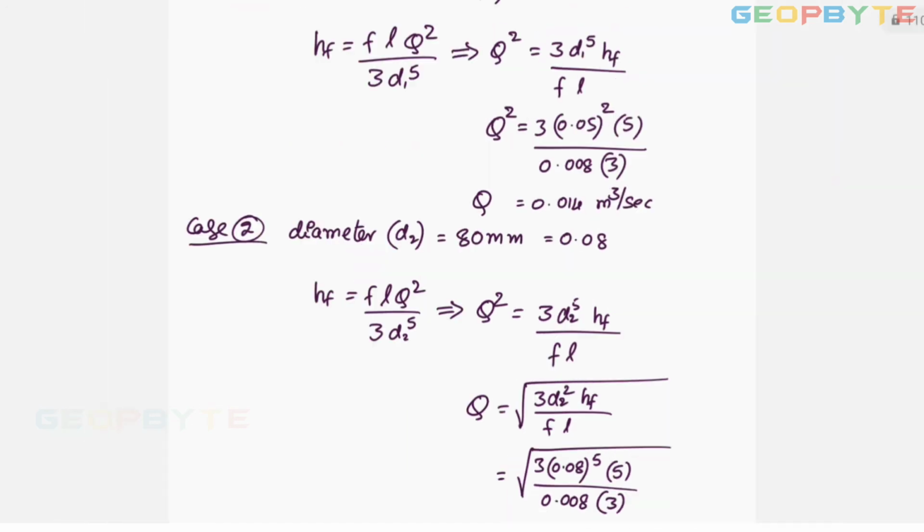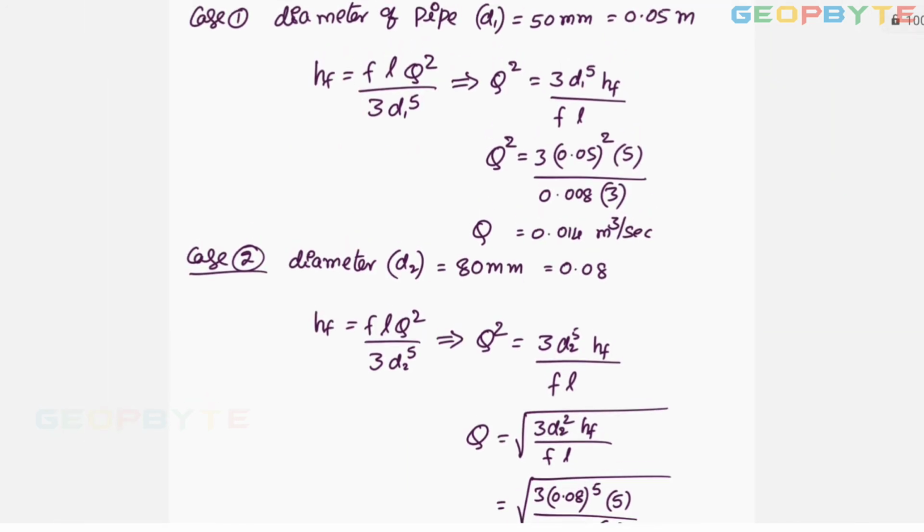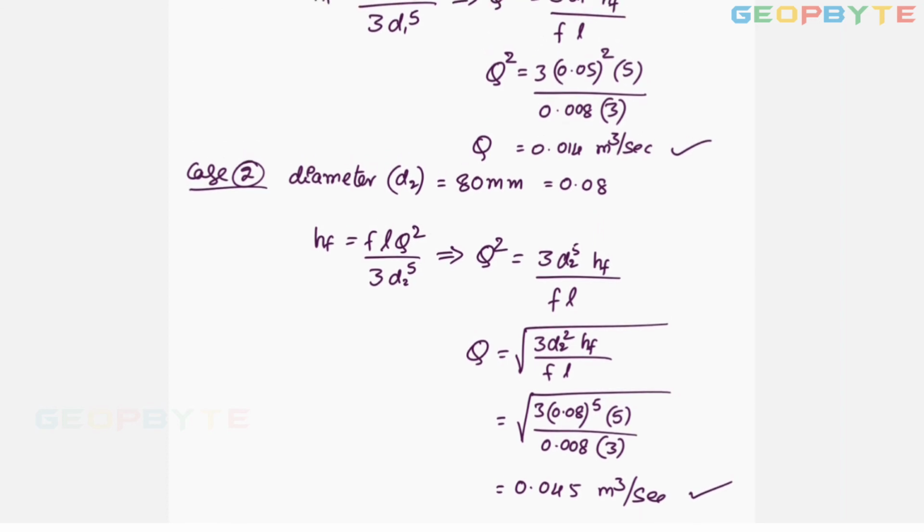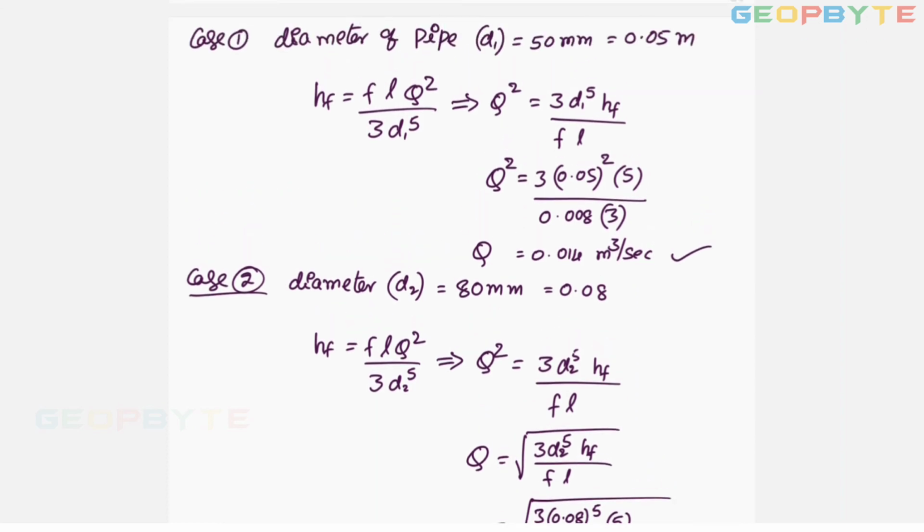Look at the discharge. When the diameter is 50 mm, discharge is only 0.014 meter cube per second. Once the diameter is increased from 50 mm to 80 mm, the discharge increases from 0.014 meter cube per second to 0.045 meter cube per second. Here there is a printing mistake: it is D power 5. You should be very careful. This is also 5.